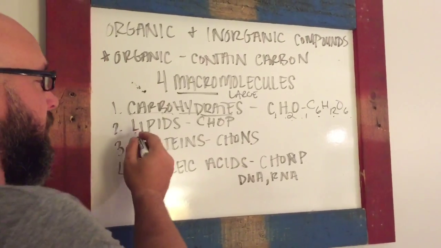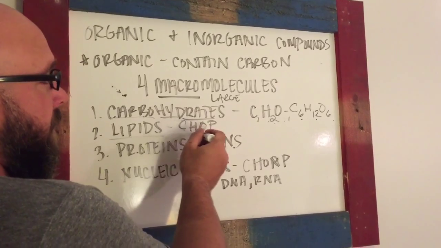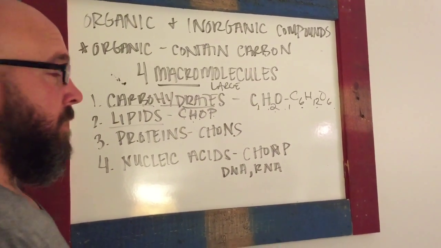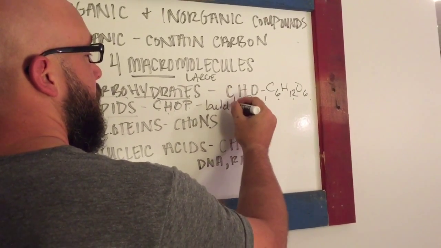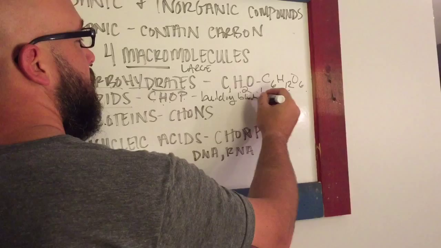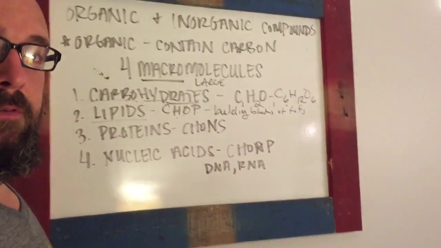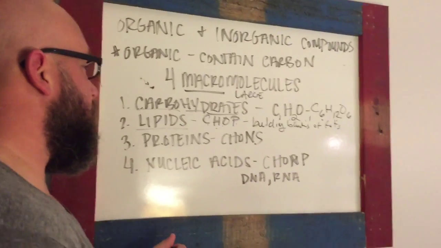Okay, the second macromolecule are lipids. Lipids also have carbon, hydrogen, oxygen, but also have phosphorus. Okay. Lipids are the building blocks of fats and oils that are essential to life, and to the life of the single cell even.